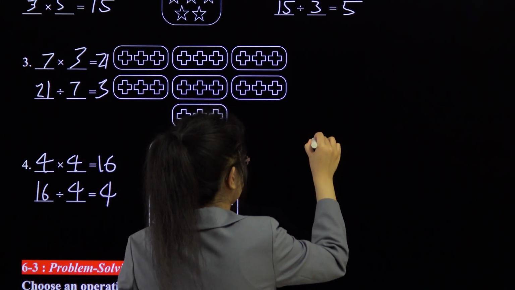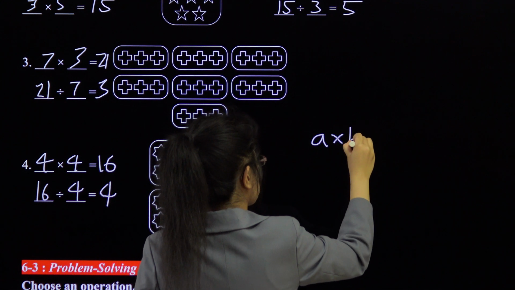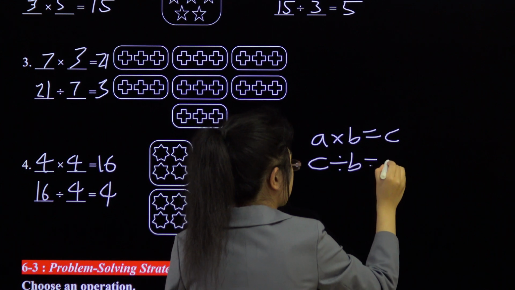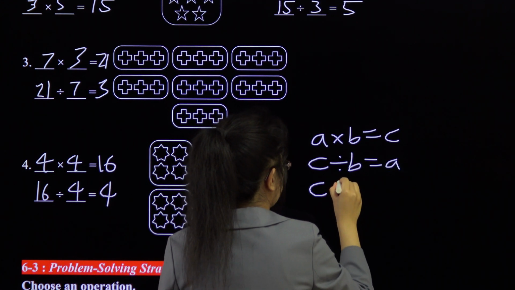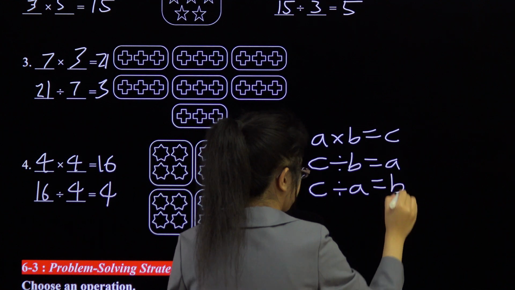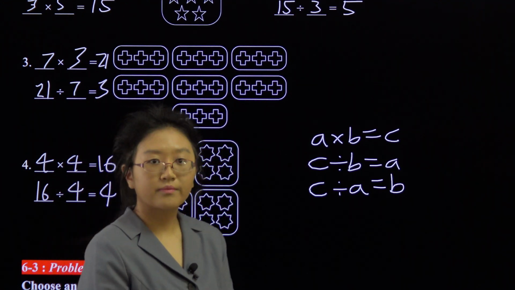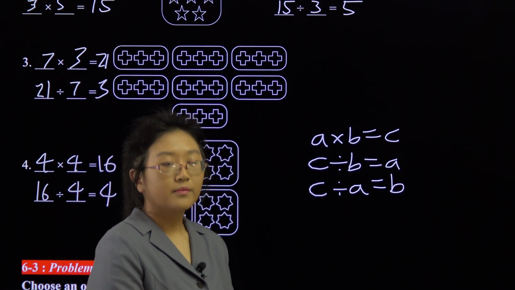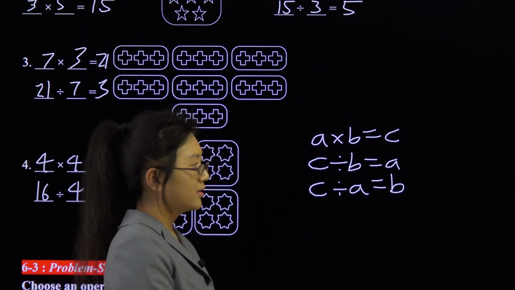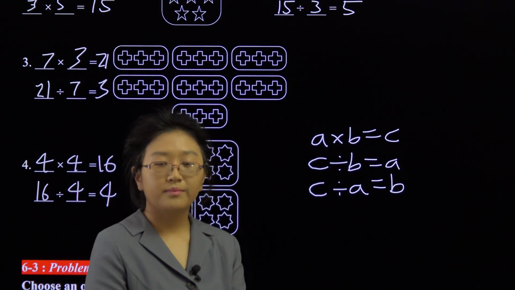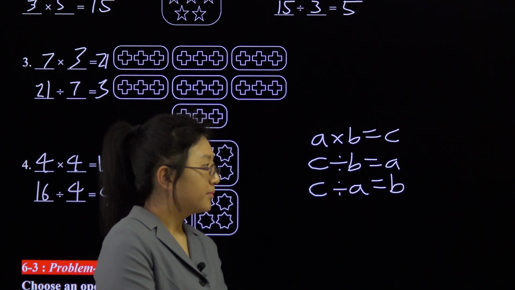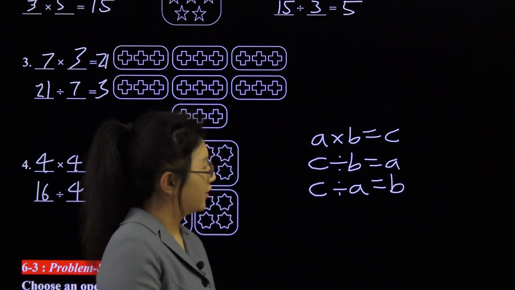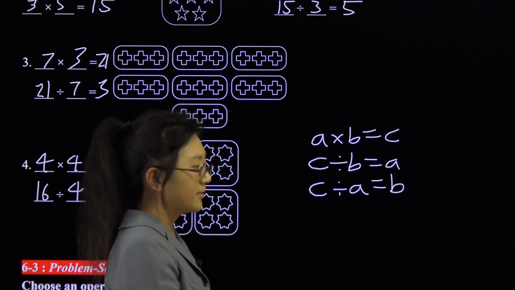Essentially, here's the relationship. A times B equals C. C divided by B equals A. C divided by A equals B. This works for all numbers that you can possibly put in something like this. Of course, unless it's imaginary numbers, but then again, imaginary numbers, you guys haven't really gotten there, so yeah.